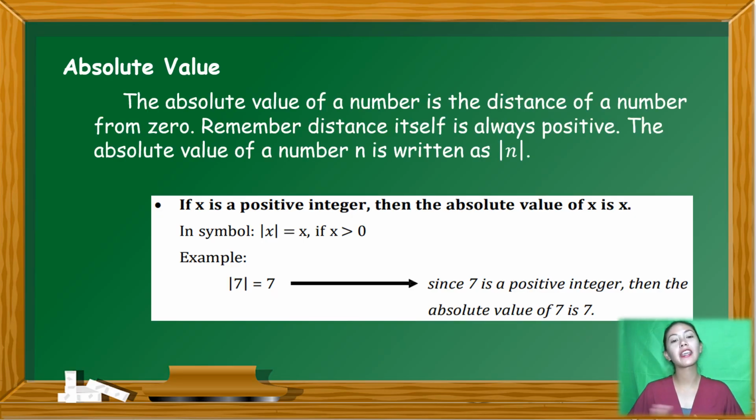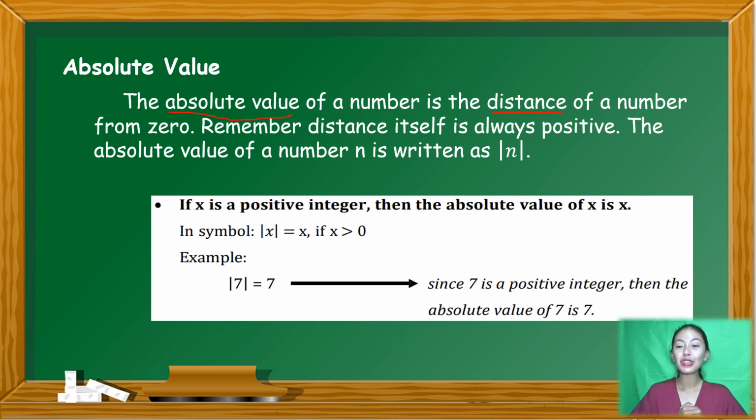Now let's discuss the absolute value of a number. It is the distance of a number from 0. Bear in mind that when we say absolute value, it talks about the distance, the length from 0 to that number. Remember, distance itself is always positive. There is no negative distance.